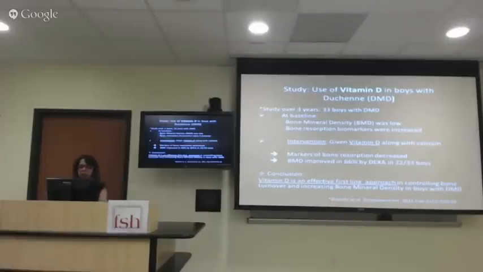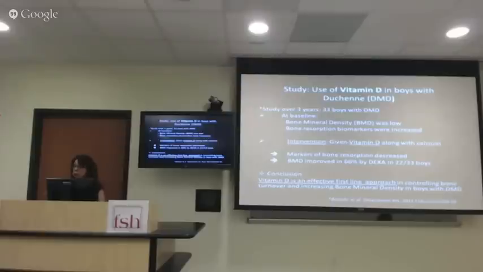So this was an Italian study looking at 33 boys, and at baseline, they looked at their bone mineral density and found it was low in most. They also looked at their bone biomarkers and found that resorption biomarkers were increased. The intervention given was vitamin D along with calcium for about 2 years. And at the end of the study, they again looked at their bone mineral density and their biomarkers, and there was improvement. They found that the bone markers for resorption actually decreased, and their bone mineral density improved in 2/3 of the boys. So the conclusion from this study was that vitamin D is a very effective first-line approach in controlling bone turnover and increasing bone mineral density in boys with Duchenne.